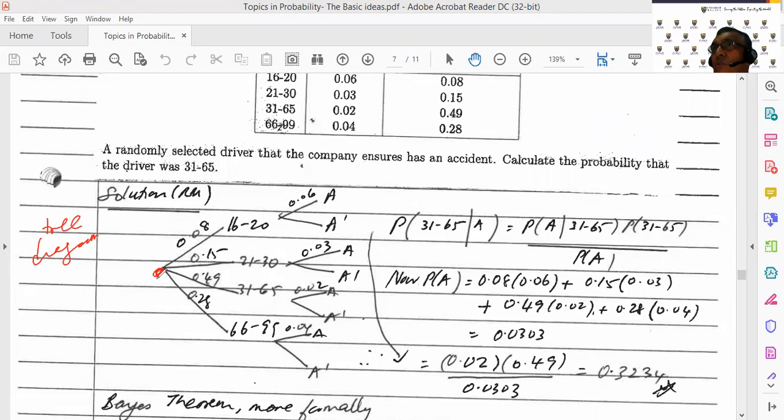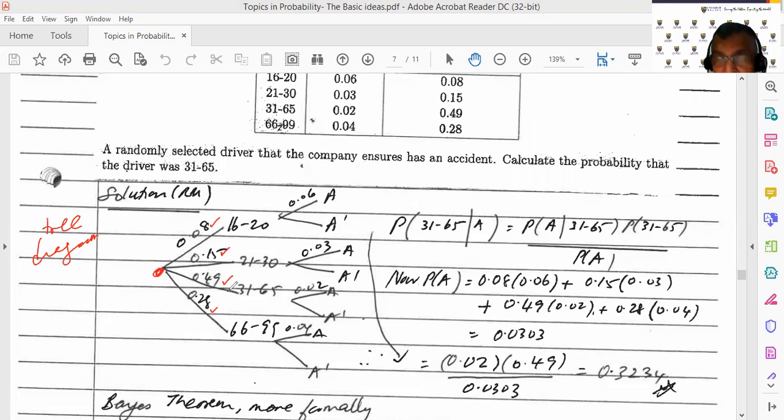From the first node, you will have four of these branches. Those are pure probabilities because we are looking at the age groups: 16 to 20, 21 to 30, and then 31 to 65 and 66 to 94. So we have all these probabilities. These are all pure probabilities. You'll know pure in a second. Those numbers are all from your table, given to you.